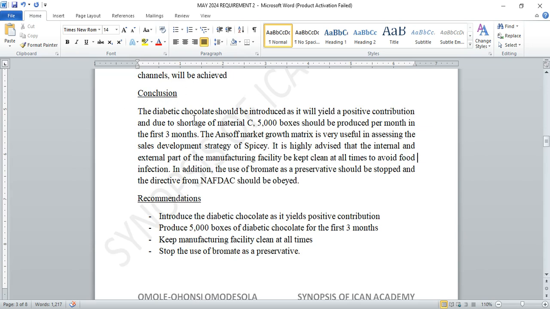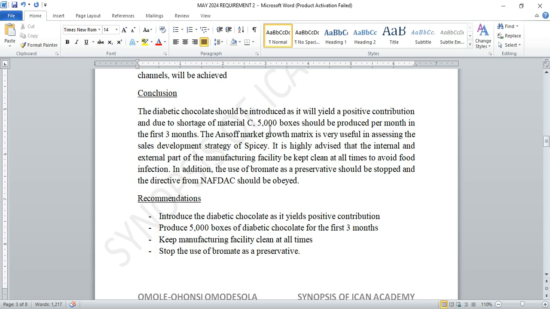Tell us about the diabetic chocolate. They say that they want to introduce it. Should they introduce it, or should they not? Because if you're telling us all these stories, and eventually your conclusion has no head and no tail, no direction, it's not good. So have direction. Yes, it should be introduced because it yields a positive contribution.